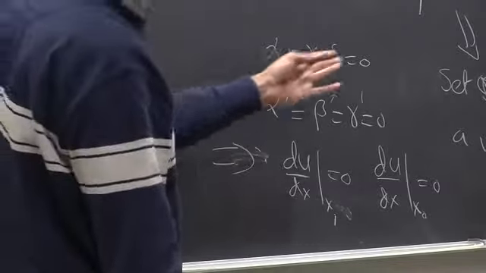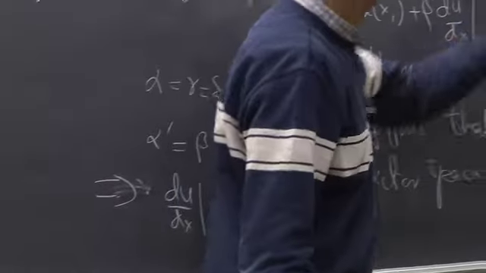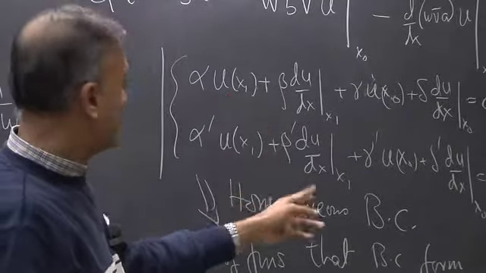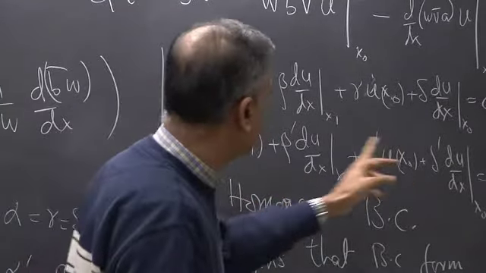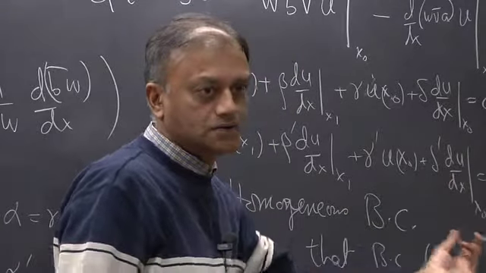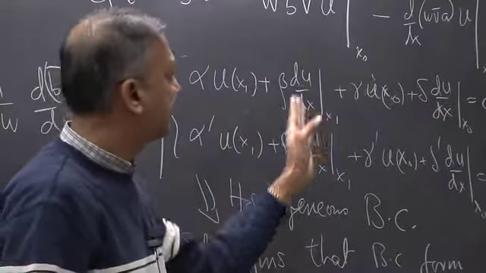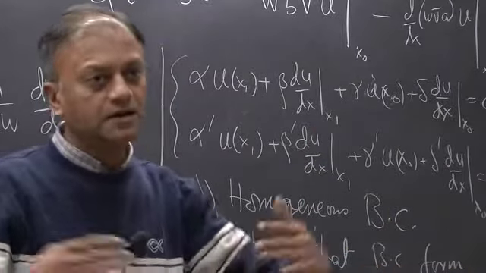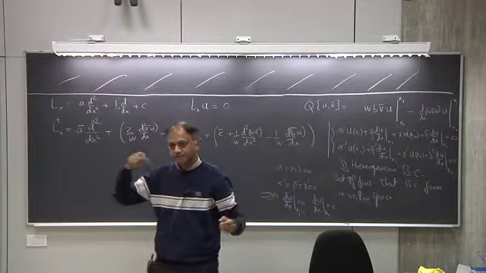You can choose differently. For example, you can choose beta, gamma, delta equal to 0. That means u of x1 is 0, right? And similarly, if you choose alpha prime, beta prime, delta prime equal to 0, then u of x0 is 0, right? So by choosing different possible alpha, beta, gamma, delta, and alpha prime, beta prime, gamma prime, delta prime, you are just changing the boundary conditions.